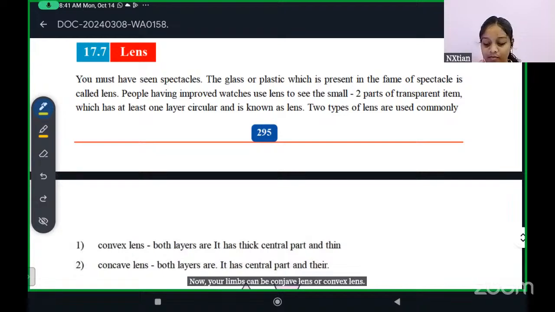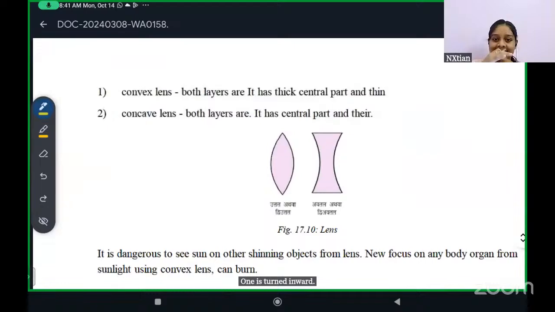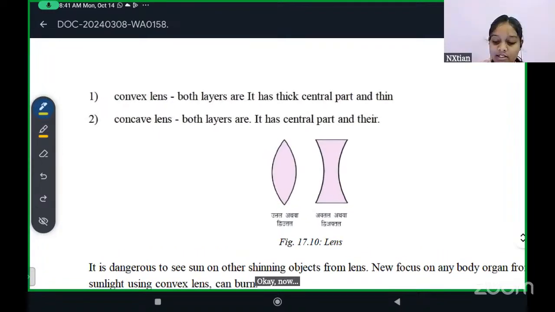One is turned inward and the other is turned outward. This is the difference between the convex lens and concave lens. This is the major difference between the concave and convex lens. Now the convex lens has a thick central part and thin edges.